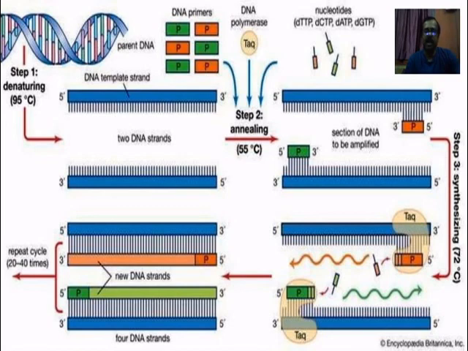Now in this way, two new daughter strands are produced. So we get two complete duplexes, and this is the final product of the first cycle. So in this way, we can repeat this cycle 20 or 40 times to get millions of copies of DNA. So these three steps are repeated again. So first is denaturation, then annealing, then synthesis step.